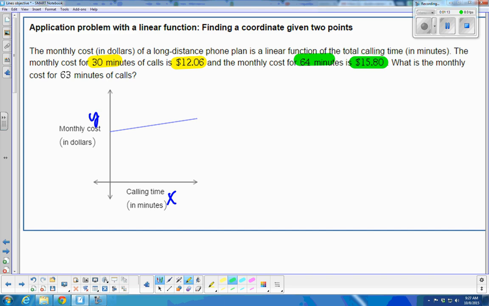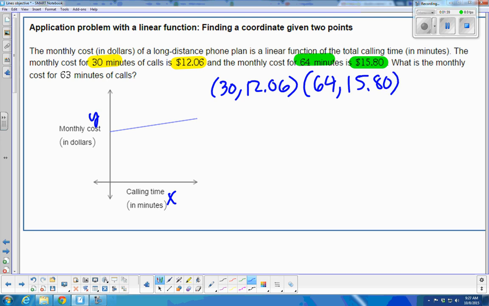And then what I'm going to try to find is the 63, but we'll worry about that in a sec, okay? The first thing I want to do is find an equation for this line. Because if I find an equation for this line, then I can find any value that I want. So that's what I'm going to do first. Let's simplify it and write it in regular math terms, right? We got (30, 12.06) and we got (64, 15.80).